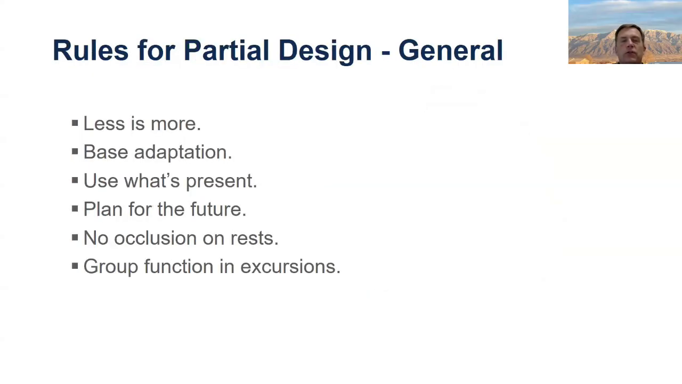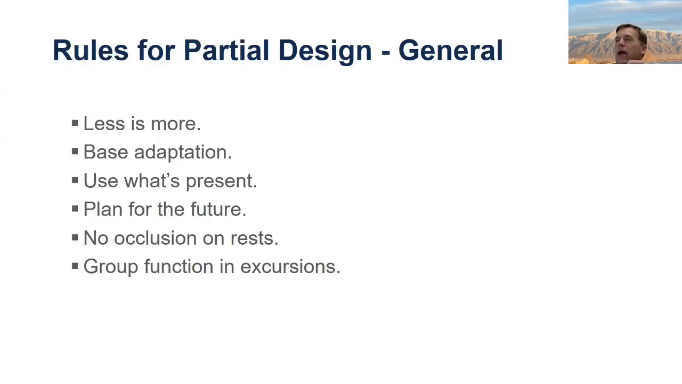So now we're looking at partial design. What are some basic rules that we want to talk about? We've kind of alluded to this a couple times, but less is more. If I can get a good result with 3 clasps or a good result with 4 clasps, I should use the 3 clasps because that gives less areas for trapping food, less things to break. A simpler case is a better case.